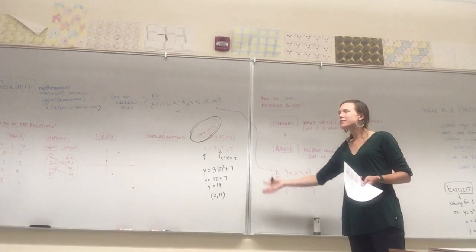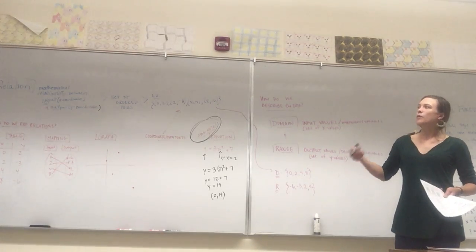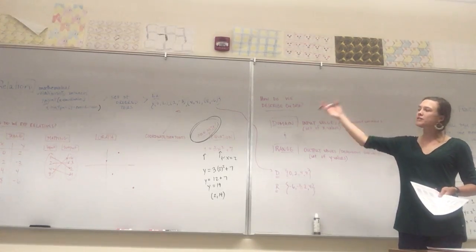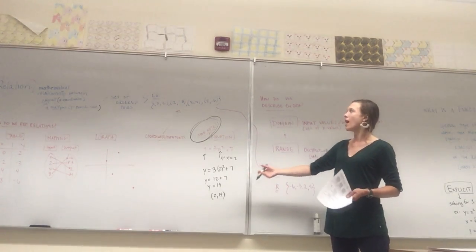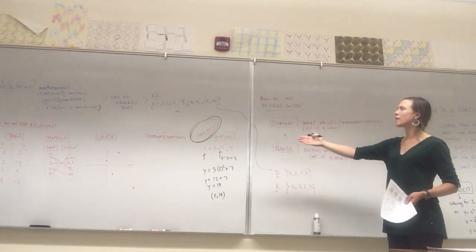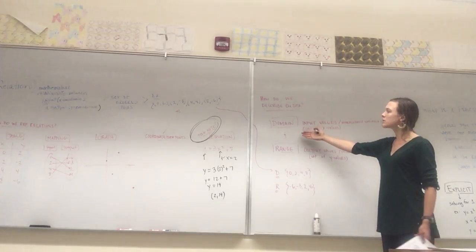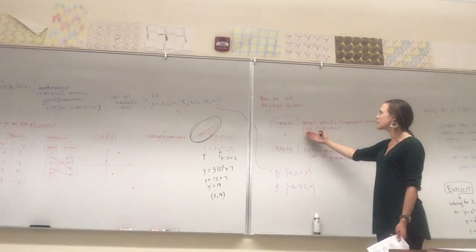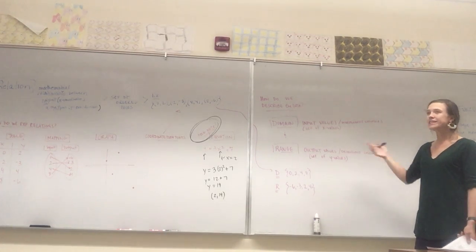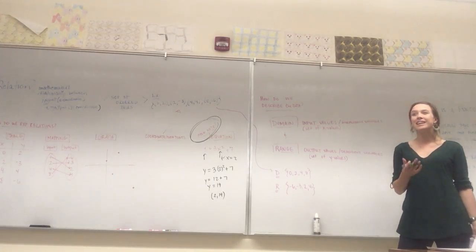Okay, so how do we describe this then? We know that relations are mathematical relationships between outputs and inputs. We know how to represent them now. How do we describe the data that we get? Well, we can describe them using domain and range. Domain are the input values. Sometimes I can list these as an interval.